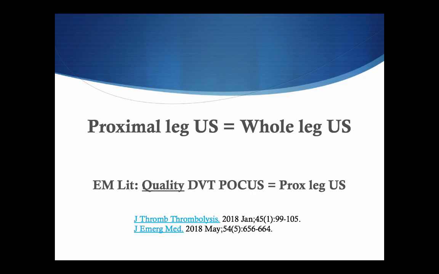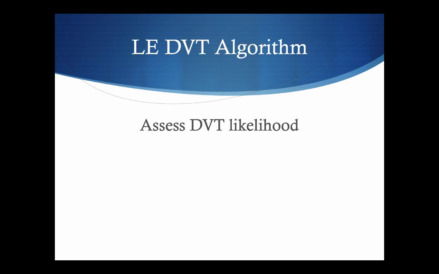And then there's pretty good EM literature that says if you do a quality, and I'm going to get to the caveats of what a quality DVT point-of-care ultrasound is in a second, that's pretty much equivalent to the proximal leg ultrasound. And so just my kind of truncated, abbreviated algorithm is first assess their likelihood.